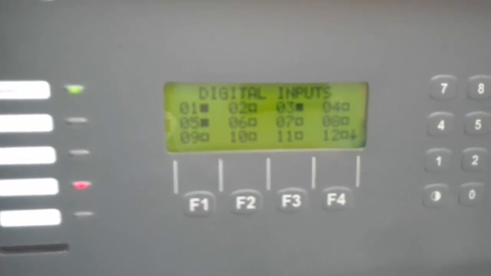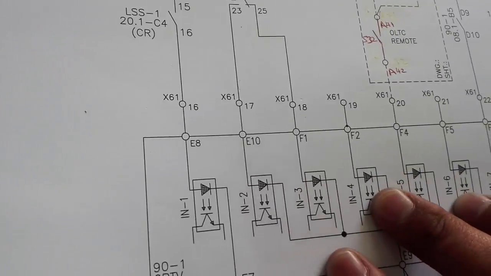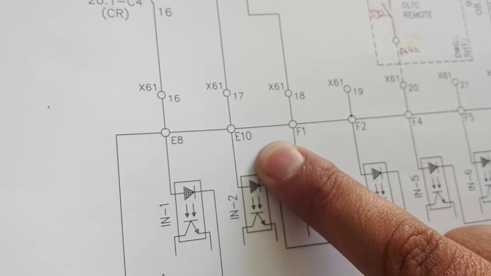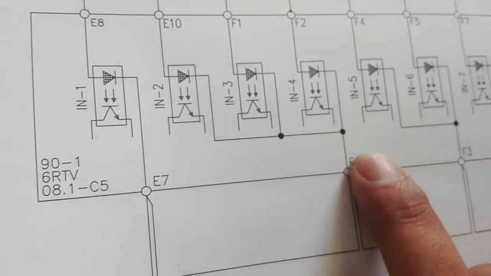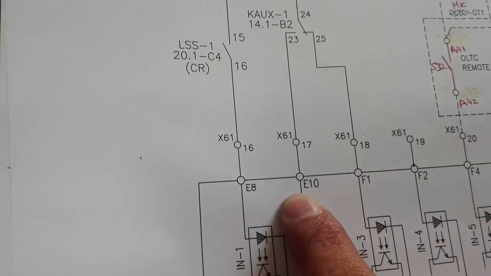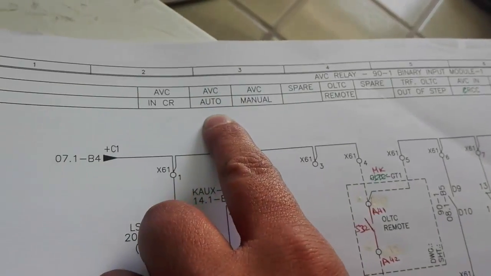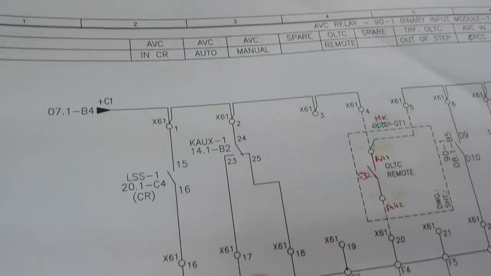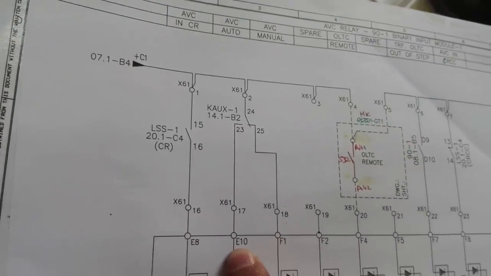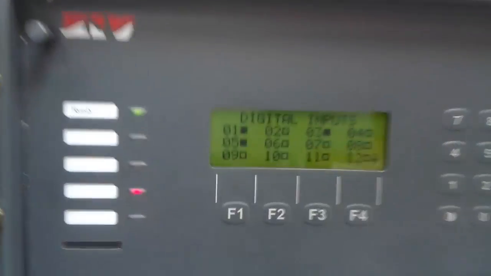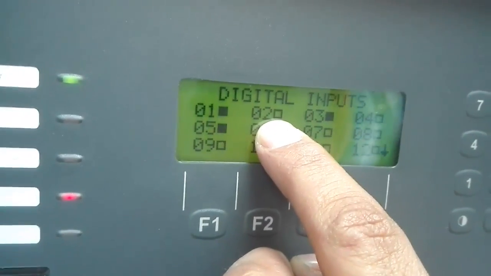Now go to the drawing please, I will explain input 2. Now what logic will input 2 follow, just see it. When E10 gets positive and E9 is already in connection with input 2, so it always has negative. So for this we have to check the logic. Come here, AVC in auto. When we make AVC in auto mode, it will get energy. Input 2 will change its status. Now you can see input 2 is not energized.